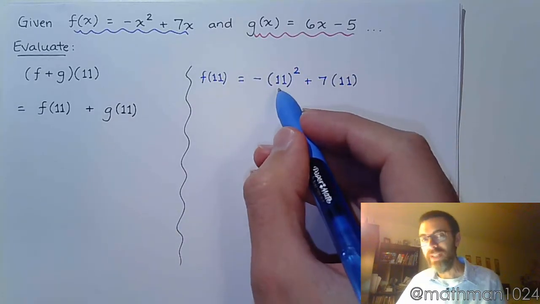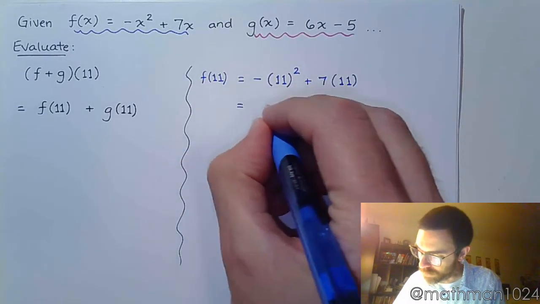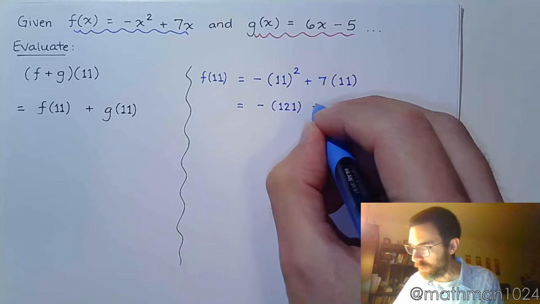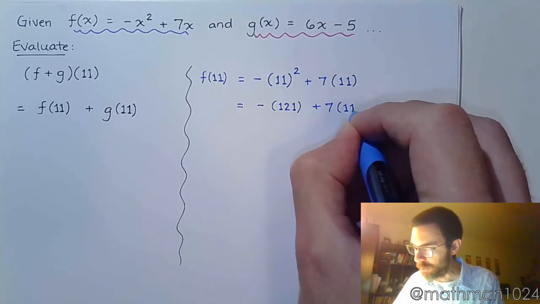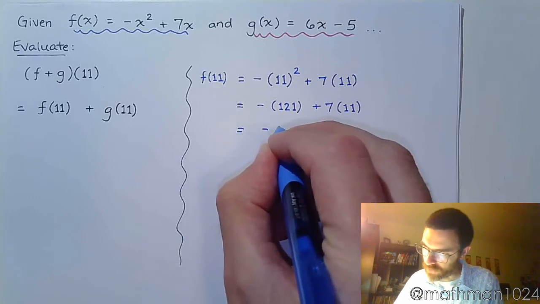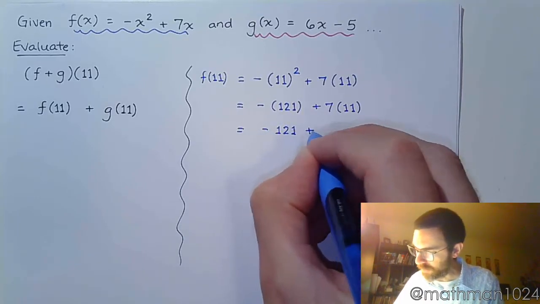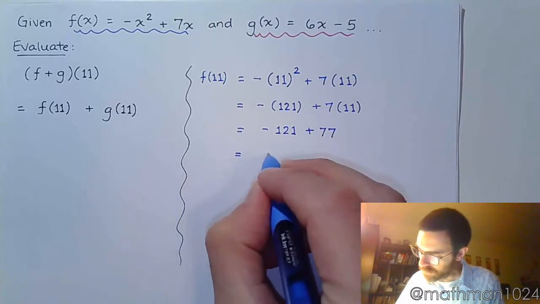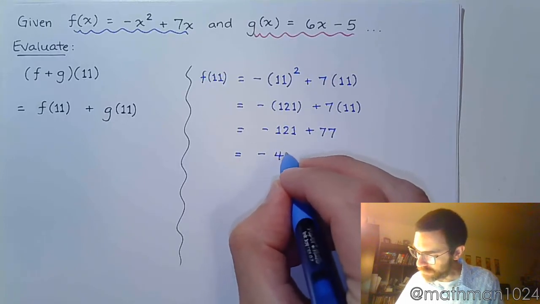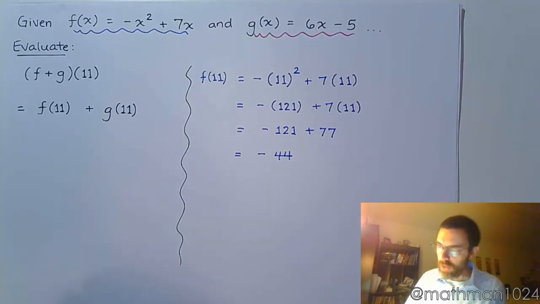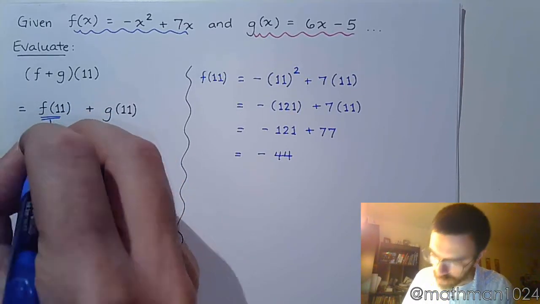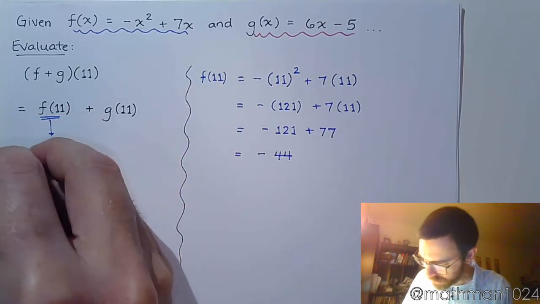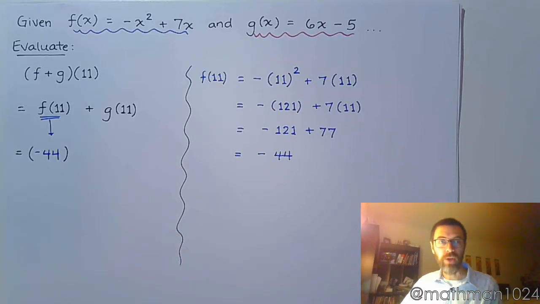Understand that the square is only going to hit the 11 and not the negative. So this becomes, let me do this for emphasis, negative times 121 plus 7 times 11, and then we finish this. So that's negative 121. 7 times 11 is 77. And when you combine these, we get negative 44. So that's what this guy is right here. He becomes negative 44. So you see exactly where he goes.